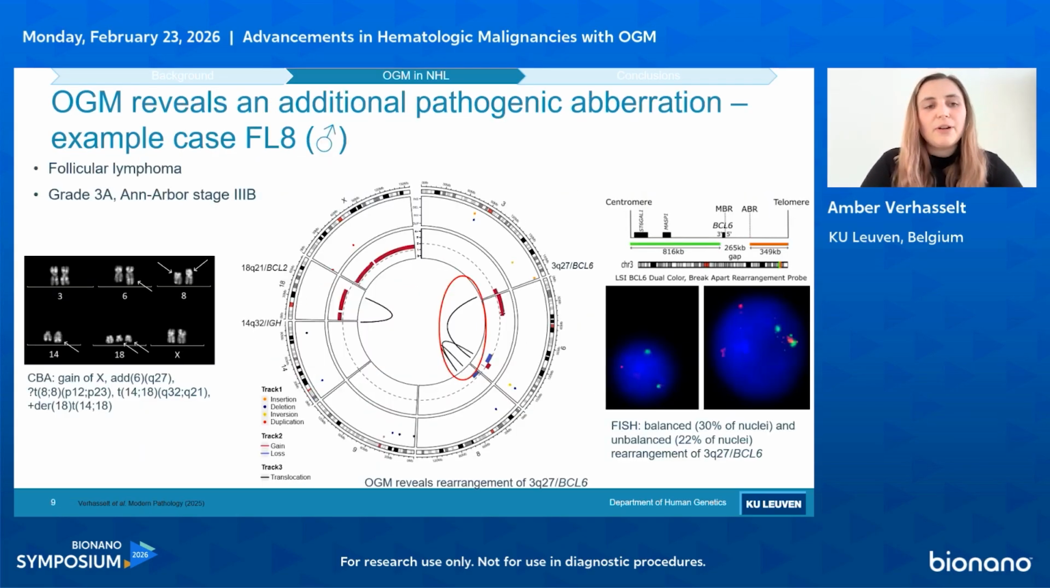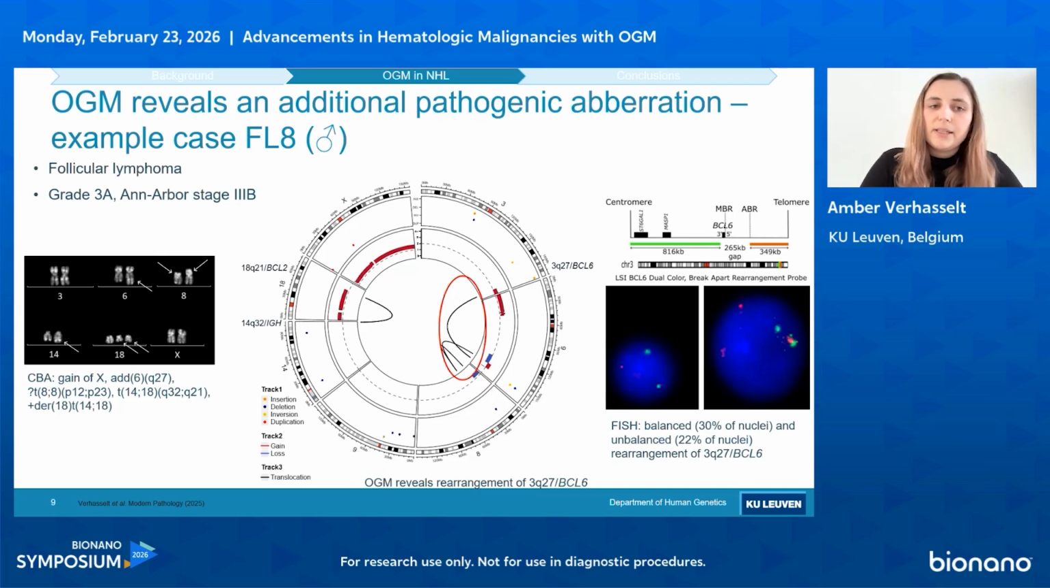Okay, so now I just want to show you a couple of examples. First we have this follicular lymphoma case. Here you can see the CBA results. There is additional material on 6q. We have a translocation between both P arms of chromosomes 8, and then the typical translocation for follicular lymphoma between 14q and 18q, as well as a derivative chromosome with the same translocation.